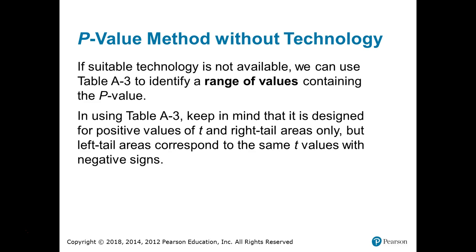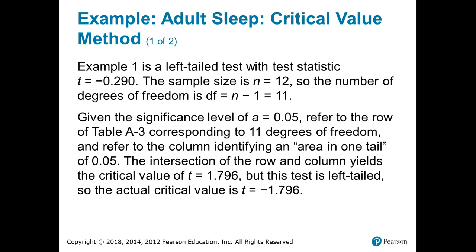Okay? The p-value method without any technology. So let's look at this example. Example 1 is a left tail test with a test statistic of negative 2.90. The sample size is n equals 12, so the number of degrees of freedom would be 12 minus 1, which is 11. Given the significance level of alpha equals 0.05, we are going to now look at table A3.